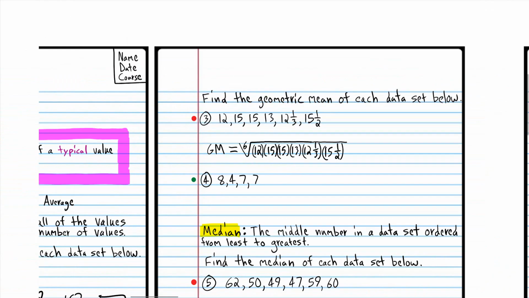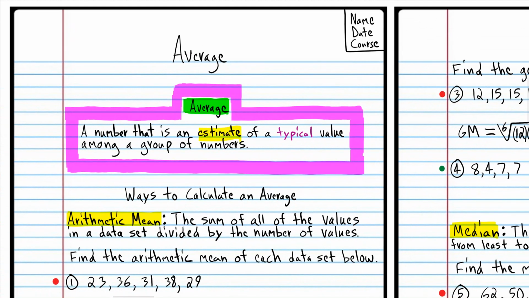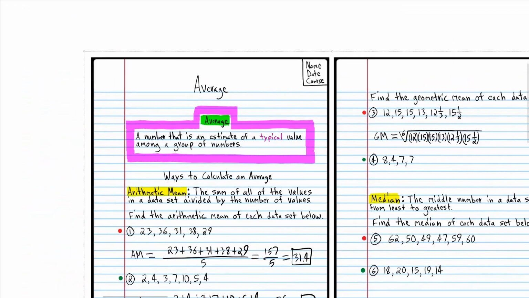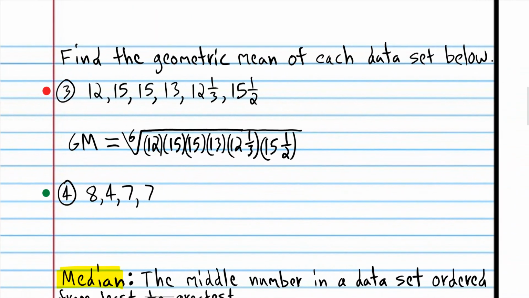And by the way, I don't know if I mentioned, but notice it says that the average is an estimate. Sometimes the average is a good estimate, sometimes it's not. So just be aware of that. It depends on the context.